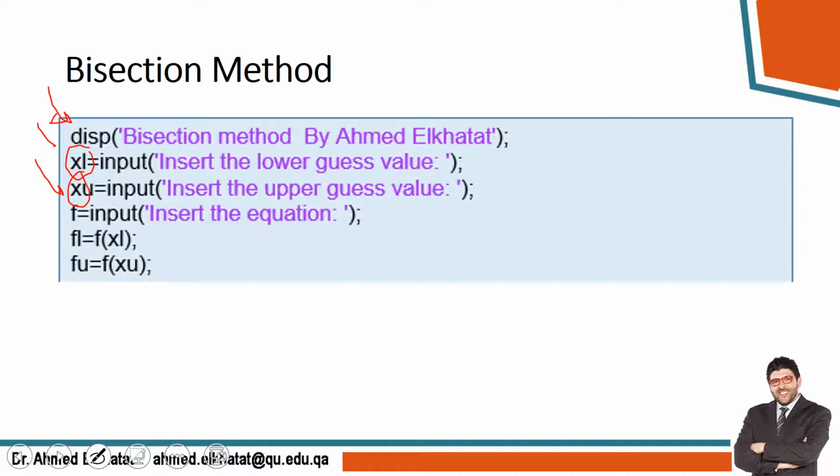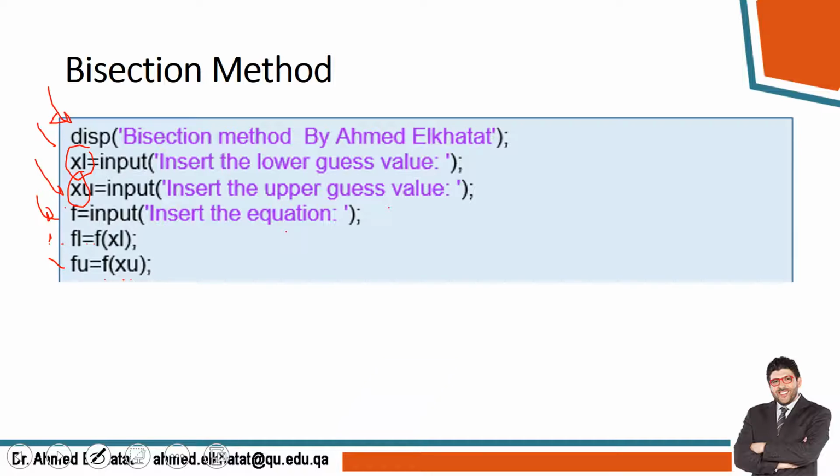Okay, then we need another input, it is for the equation. So we use the input function and put some prompt to tell the user what he should put. Then we identify the equation by f, and after that we can calculate the fx for lower, by f of xl, and fu, this is for upper, by f of x upper. Okay, now before going further we need to check.